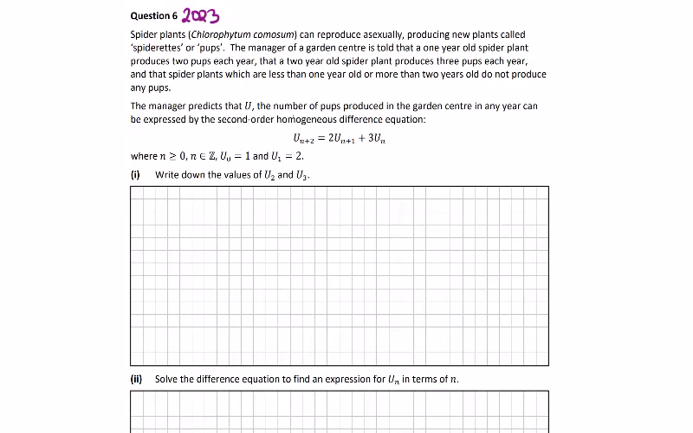In question 6, we're dealing with difference equations. We're told u0 is 1, u1 is 2, and this is the difference equation. We're asked to write down the values of u2 and u3.